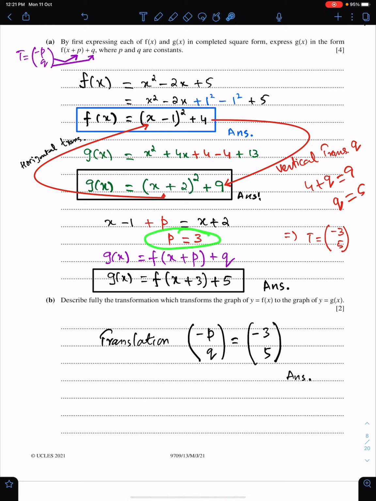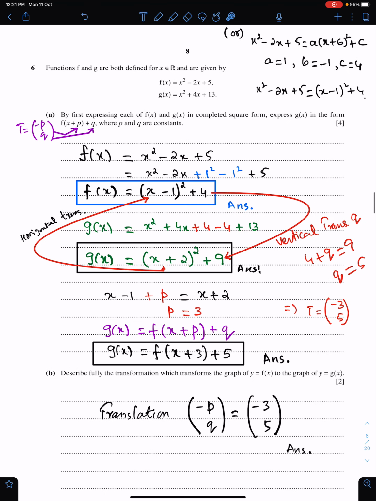So p is 3 means translation vector is minus p. So translation is minus 3 and q is 5. Horizontal component is minus 3 and vertical is 5. So this is the way to transform this equation f of x into g(x) form.